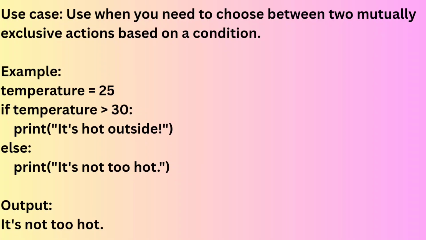It is used when you need to choose between two mutually exclusive actions based on a condition. Here is the example. Here, since temperature greater than 30 is false, that is 25 is not greater than 30, so the else block executes.